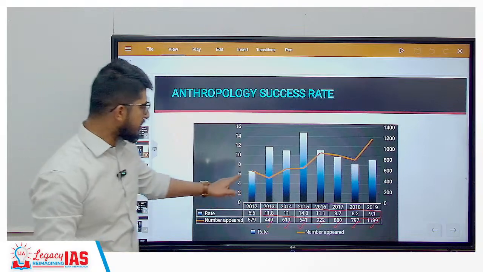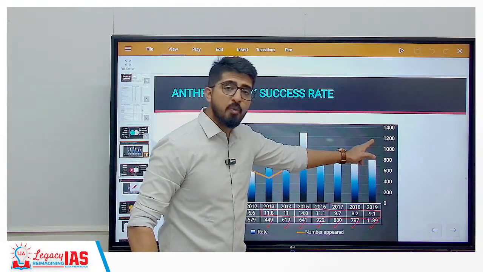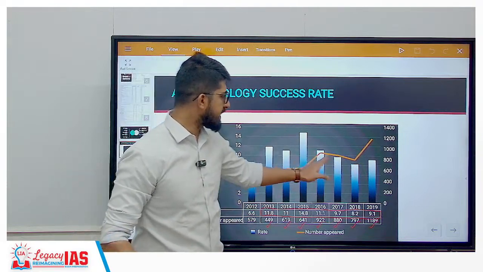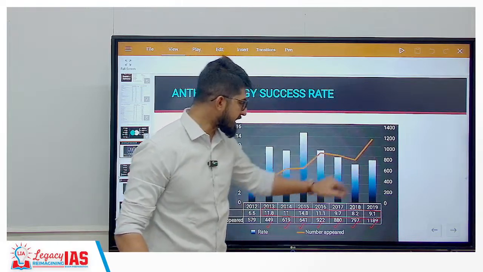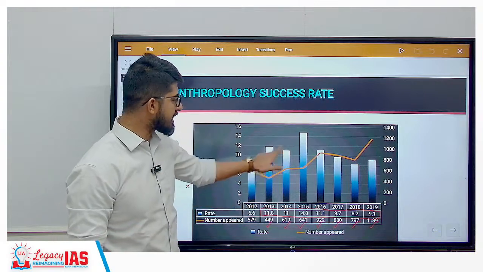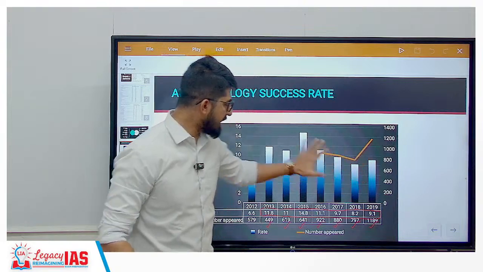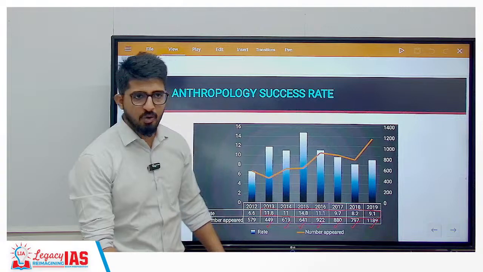So this saffron line indicates the number of people who have chosen anthropology as an optional. Look at the curve. It has been increasing. So there was a slight dip at some point and then it has increased. And when you look at the success rate, the bars indicate the success rate. So you look at the bars. They have been doing really well. 2015 was an outstanding year for anthropology as an optional. Okay.